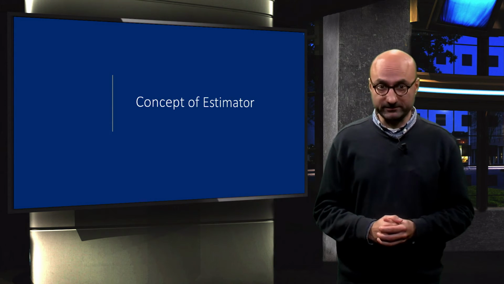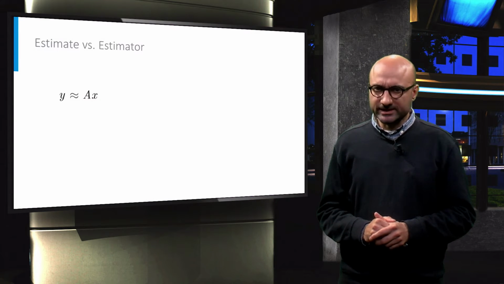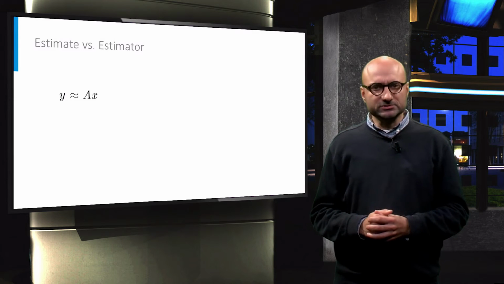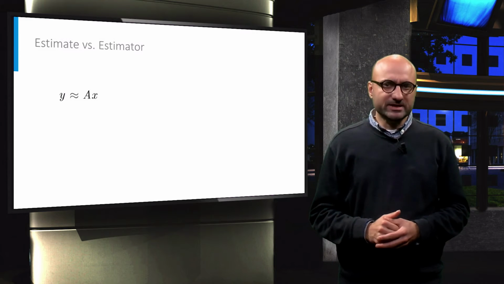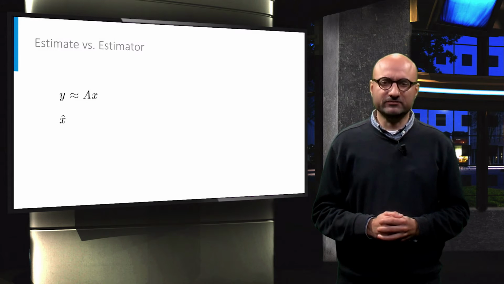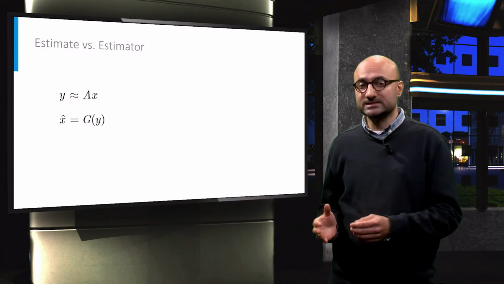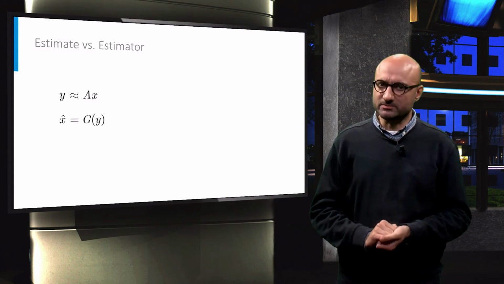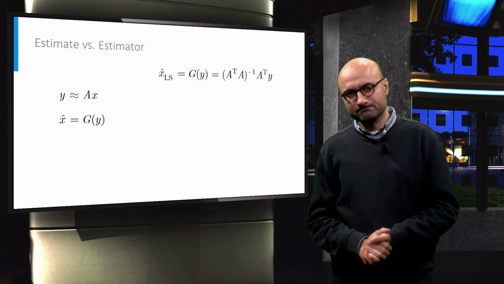of an estimate. To start, let's consider the general case that we have an observation vector y and the functional model y equals Ax. When we estimate x, the solution or the estimate x hat is a function of y. Let's say that x hat equals g(y). For example, in the case of least squares estimation, x hat is equal to a linear function of y.